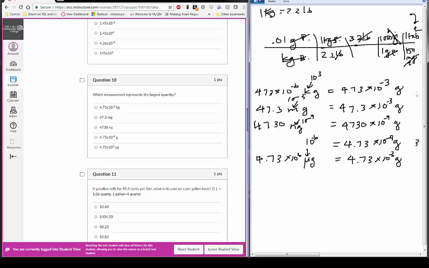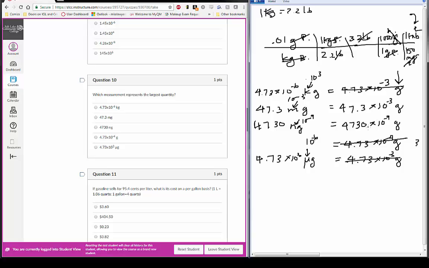All right, now that I've converted all of these to the same base unit of grams, I can start eliminating some of these and/or converting some of these to more convenient power of 10 units. They want to know which one is the biggest. So just looking at, say, between these two, 4.73 times 10 to the negative fourth versus 10 to the negative third, this one is smaller, so we could eliminate that. These two are the same, 4.73 times 10 to the negative third, but this one is 47 times 10 to the negative third. So this is bigger than those two, which are the same.